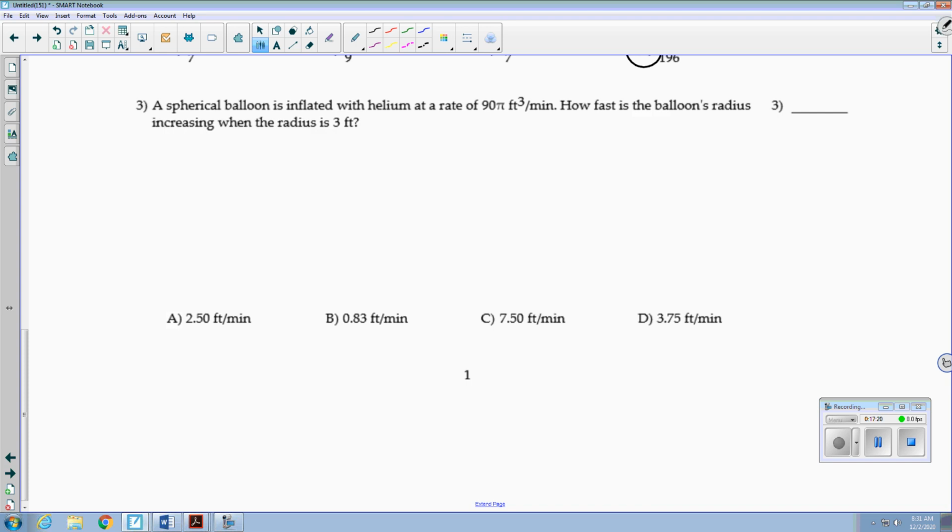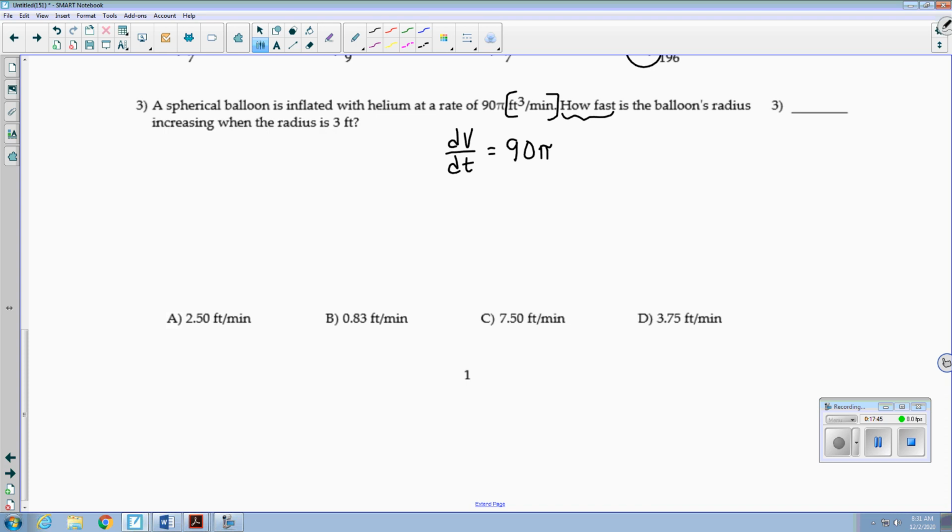The volume, and I know it's volume because of the units applied to this 90 pi, is inflated at a rate of 90 pi cubic feet per minute. So I know the rate of change of volume. And it's being inflated, not deflated, so it's getting larger. So I know this is a positive number. How fast is the balloon's radius increasing?